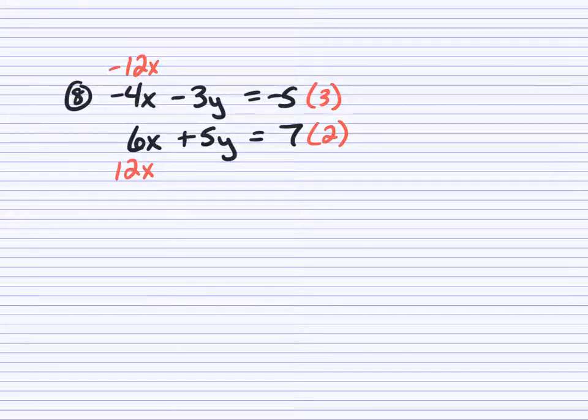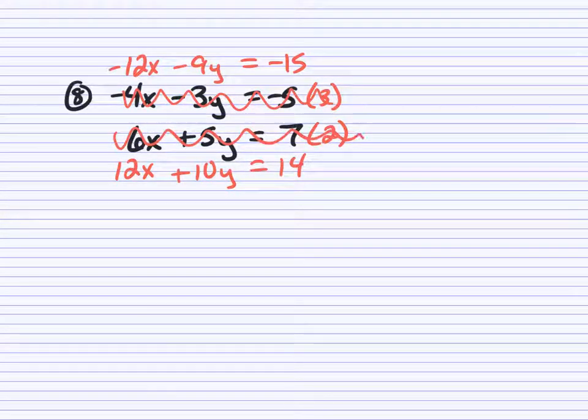So if I'm multiplying the top one by 3, I'm going to finish that out, and that's going to give me negative 9y equals negative 15. And after I multiply it, I scribble it out. If I multiply the bottom one by 2, that gives me positive 10y equals 14, and then I scribble it out. Now, with my two new red equations, I do have opposites, so I go to addition.